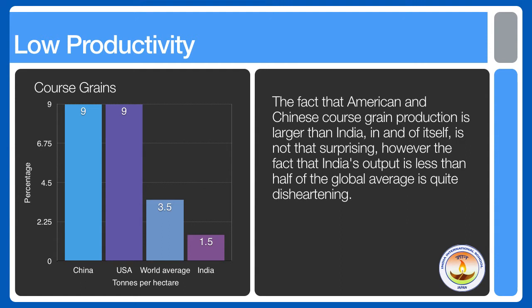And finally, coarse grains. China and the United States are both producing 9 tons per hectare. The world average is 3.5 tons per hectare, and the Indian production is only 1.5 tons per hectare. So, as you can clearly see, the level of rice production, wheat production, and coarse grain production is not only behind the leaders, China and the United States, but it's also behind the world average in all 3 of these. That's quite disappointing when you consider just how much arable land there is in India.